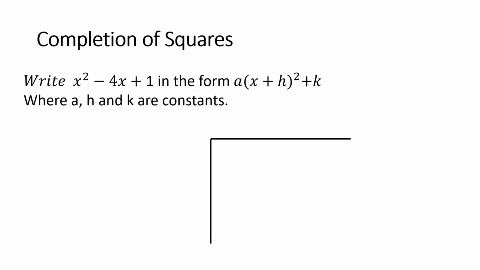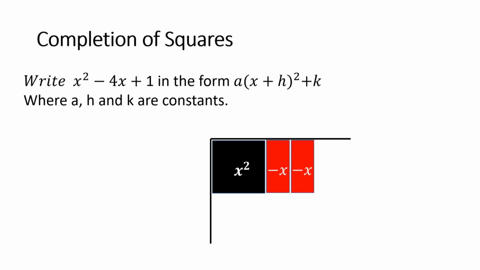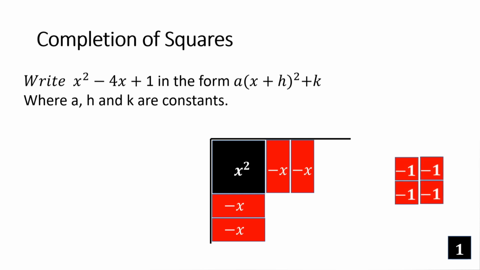Now we are going to model x squared minus 4x plus 1. Our x squared goes here. We are going to distribute the minus 4x by putting minus 2x up on this side and minus 2x down on this side. We also were given 1 positive unit tile. Note that you need 4 negative unit tiles to complete the square, like this.